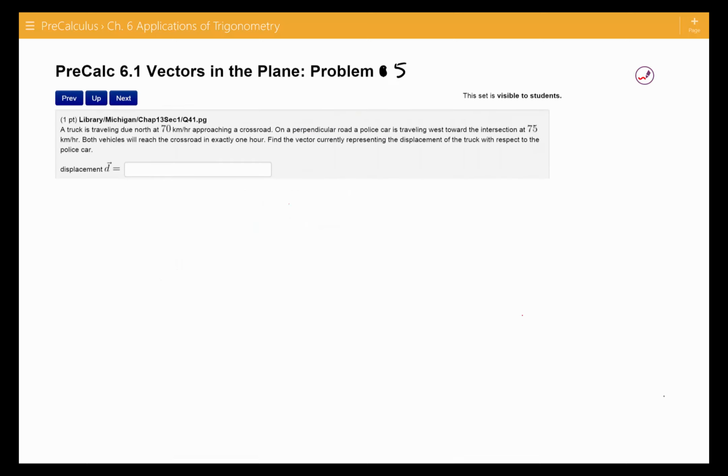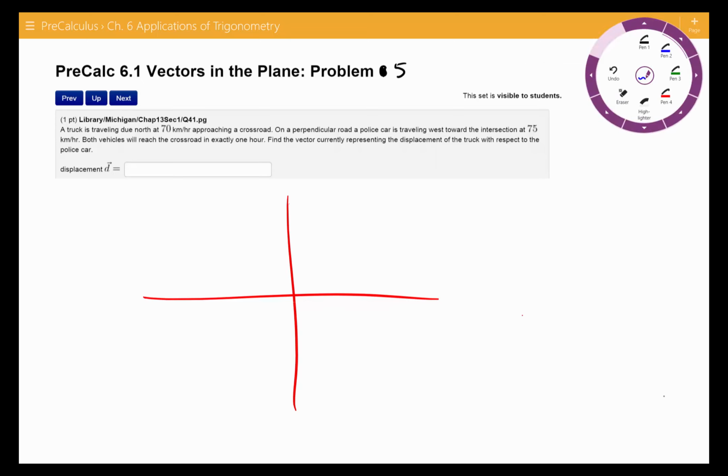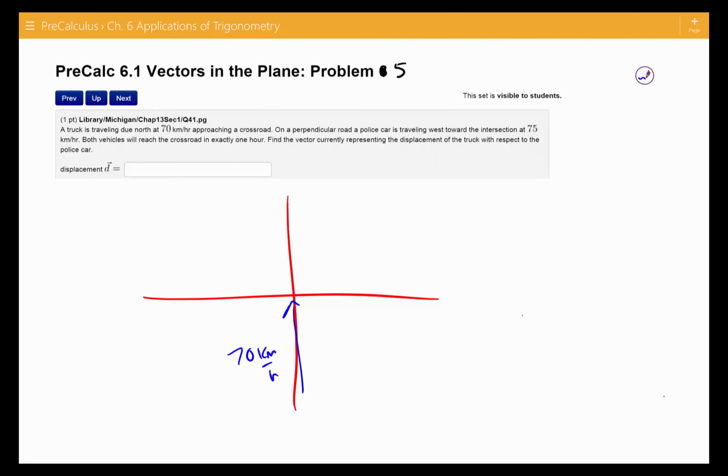Okay, the next problem says we have a truck that's headed due north at 70 kilometers per hour. And we also have a police car that's headed west at 75 kilometers per hour. And in 1 hour, now we have a distance. If we multiply by 1 hour, that's just 75 kilometers. And then the same thing here. If we multiply by 1 hour, we just get 70 kilometers.